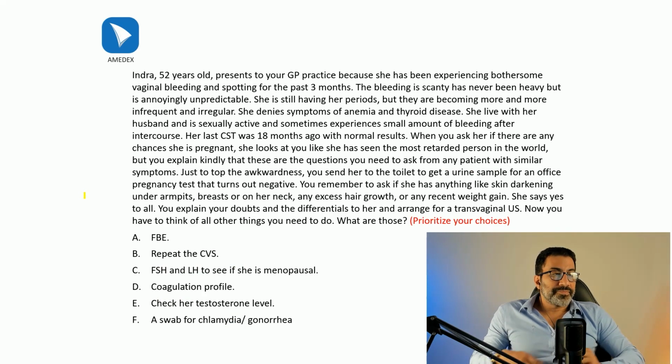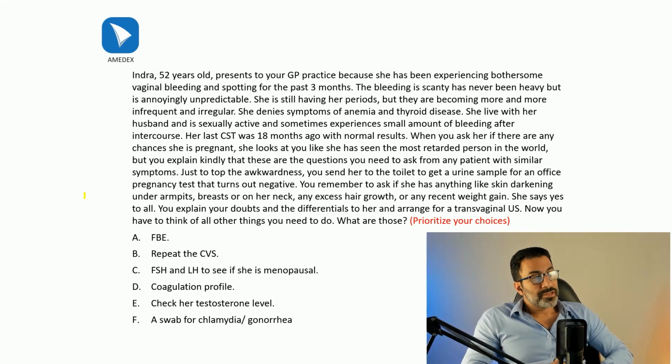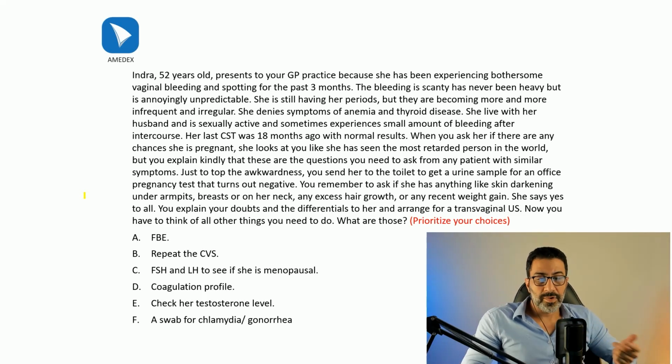Next slide. Let's talk Indra, 52 years old, presents to your GP practice because she has been experiencing bothersome vaginal bleeding and spotting for the past 3 months. The bleeding is scanty, small amount, has never been heavy, but is annoyingly unpredictable, scatter bleeding, unpredictable bleeding. She's still having her periods, but they're becoming more and more infrequent and irregular, and she's already 52, so probably she's at perimenopausal stage, around menopause. She's just approaching menopause.